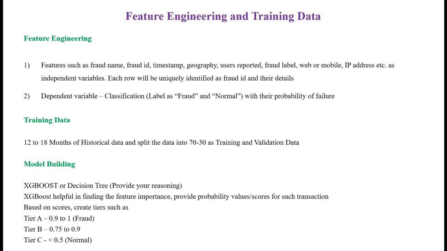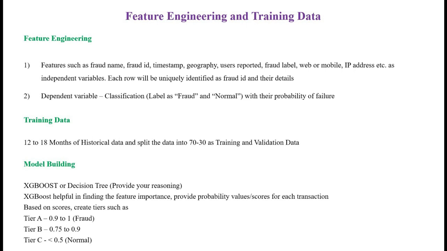So once you have defined your independent features, dependent features, and target label, the next step you need to select is how long you need your training data. Whether you need like last 6 months of historical data, 12 months, 18 months, and how would you want to split your training data? Like, do you want 70% training data and 30% validation data, or 80-20? You need to mention this point here as well.